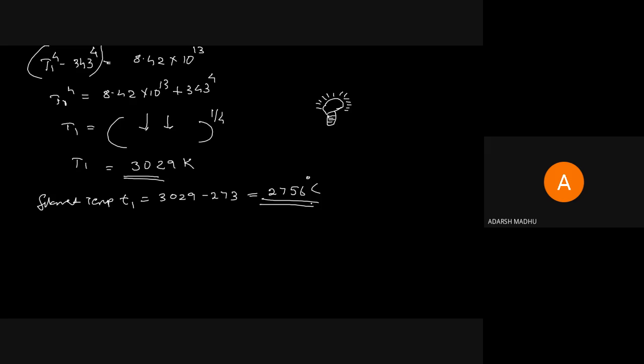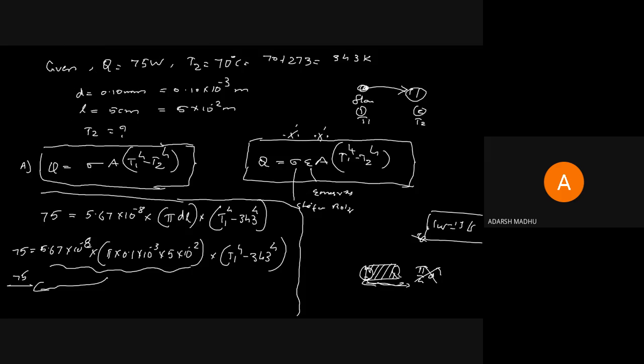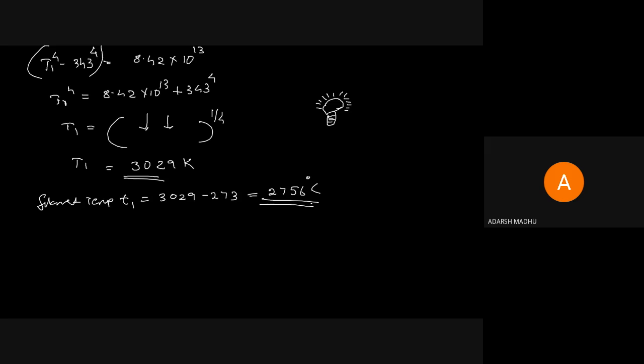So this is the application of the equation in the case of a black body: Q equal to sigma epsilon A into T1 raised to 4 minus T2 raised to 4. It's a very important equation. It is there in your data book. Please check it out.